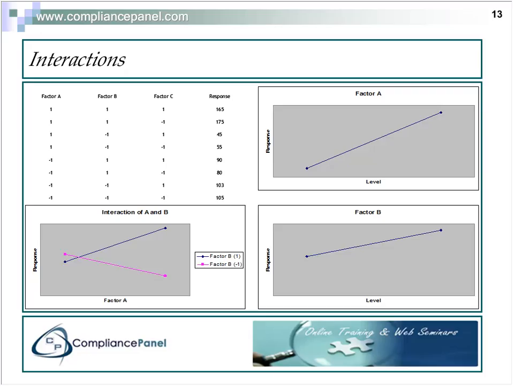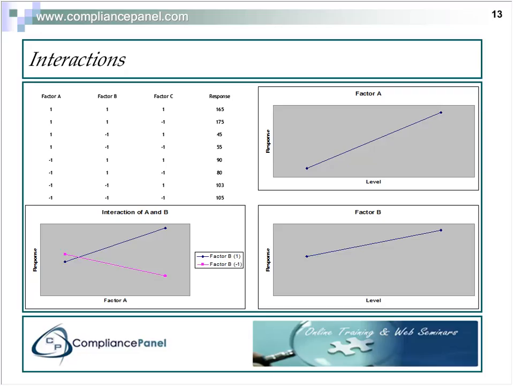But now let's look at the lower left box, and you see what is called an interaction. You can see that the lines actually cross. They interact with each other. And what you will see is that on the x-axis, we have factor A.